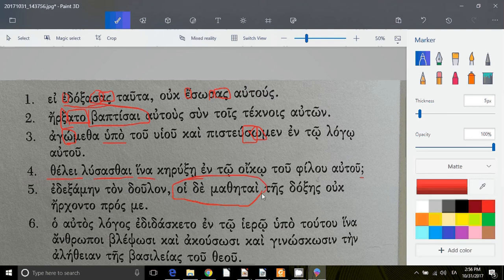But the disciples of glory did not come to me. Were not coming to me. This is from erkomai, and this is an imperfect tense. But the disciples of glory were not coming to me. That's imperfect.